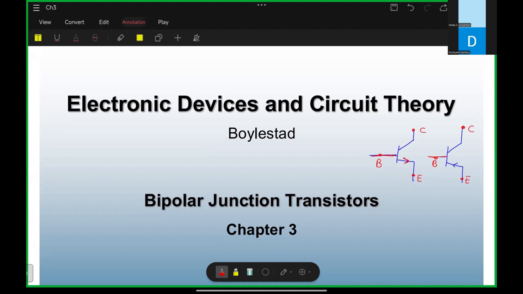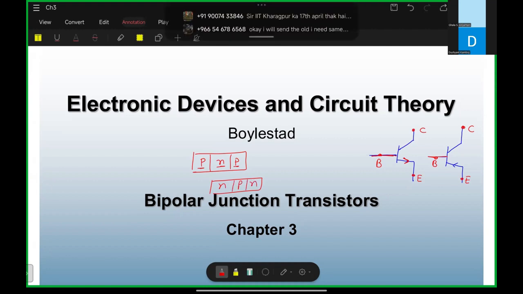Did you understand this one or not? Yes. Got it. Now we have to decide whether it is a PNP type or NPN type. PNP means P, N, and P. Your base is N type, emitter is P type, collector is P type. Another one is NPN, N, P, and N. Your base is P type, emitter and collector are N type. Got my point or not?